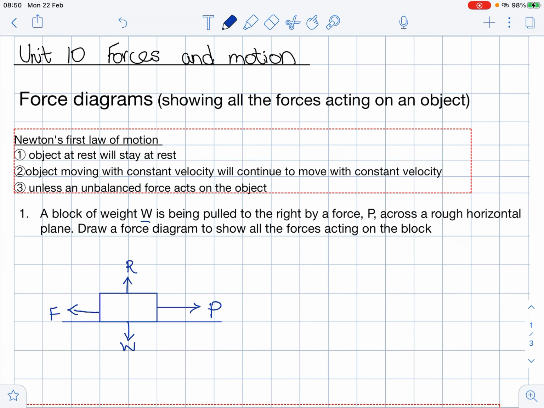So let's look at Newton's first law of motion. This tells us when an object is at rest, it will stay at rest. And when an object is moving with constant velocity, it will continue to move with constant velocity. If we remember from the previous lesson, constant velocity means it's traveling at the same speed and in the same direction. So those will only be affected when there is a new unbalanced force acting on the object.